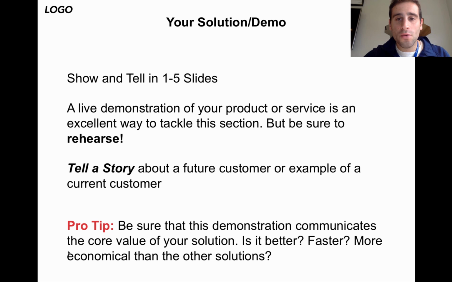One great tip that you want to keep in mind is that this demonstration communicates what we call the core value of your solution. Is what you do better than current options, faster, less expensive? Get into that when you present your solution.